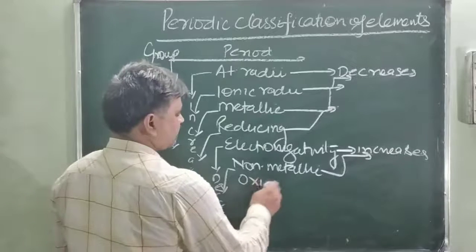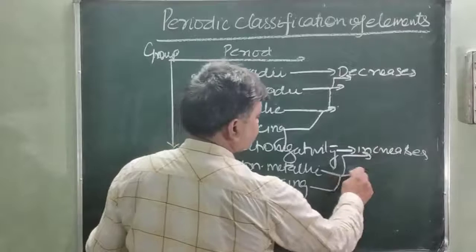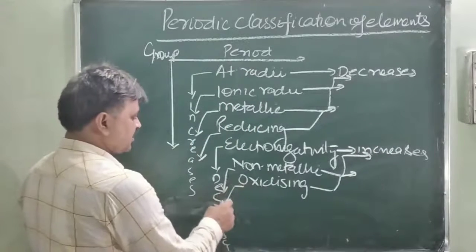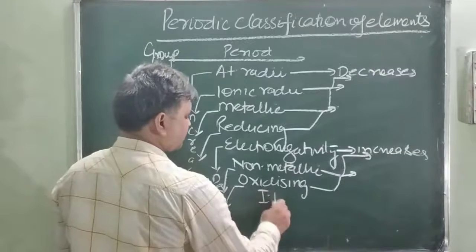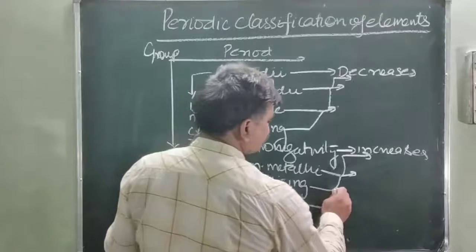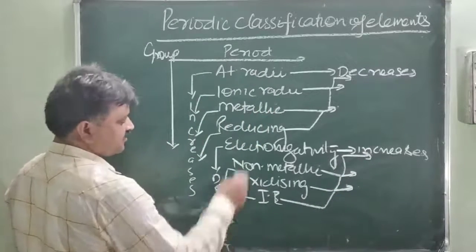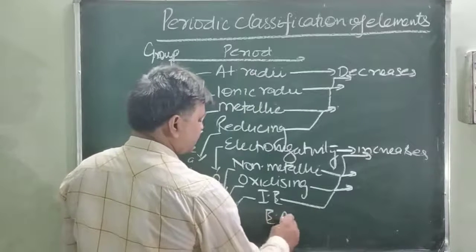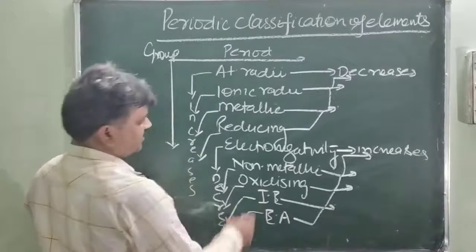Oxidizing property also increases left to right across the period and decreases top to bottom within the group. Similarly, ionization enthalpy also increases left to right across the period and decreases top to bottom within the group. Electron affinity, EA, also increases left to right across the period and decreases top to bottom within the group.